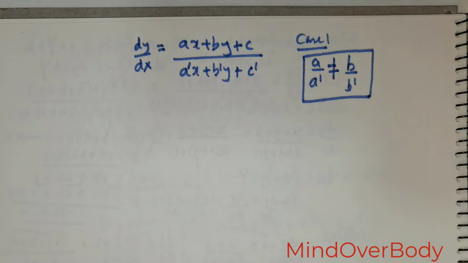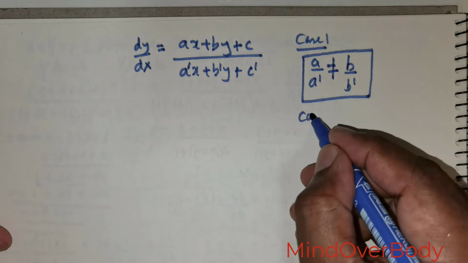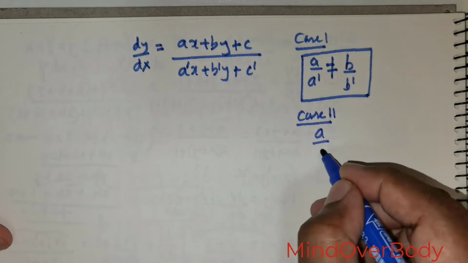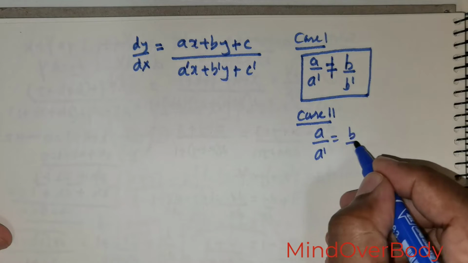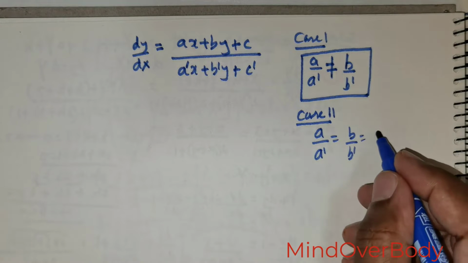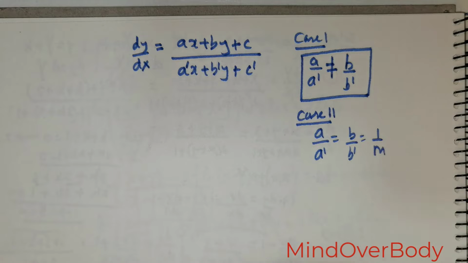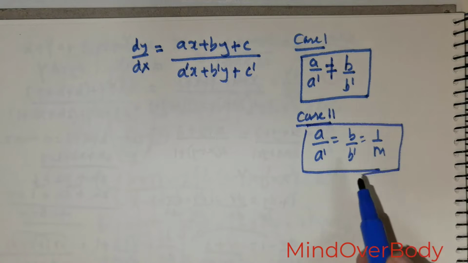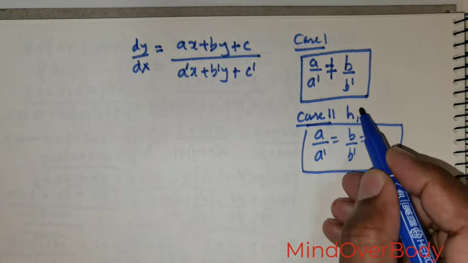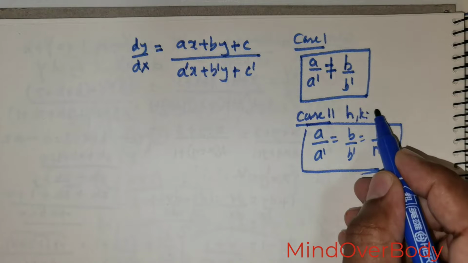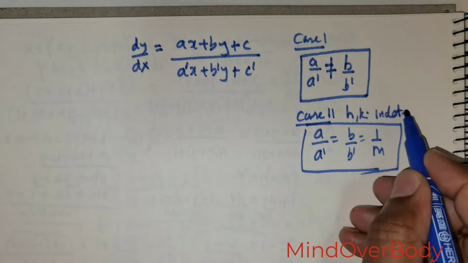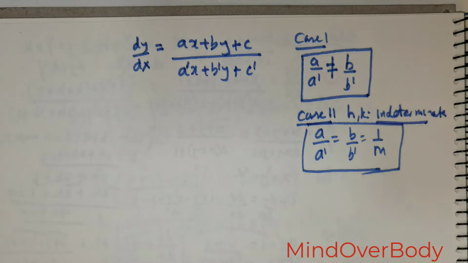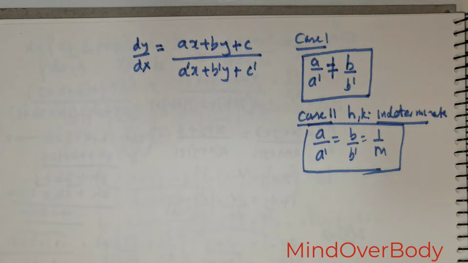Now for case 2, a divided by a dash will be equal to b divided by b dash, probably some constant times. This is going to be case 2. So in case 2, the h value and k value are going to be undefined or indeterminate. You will understand what exactly is the meaning of h and k within a few minutes.